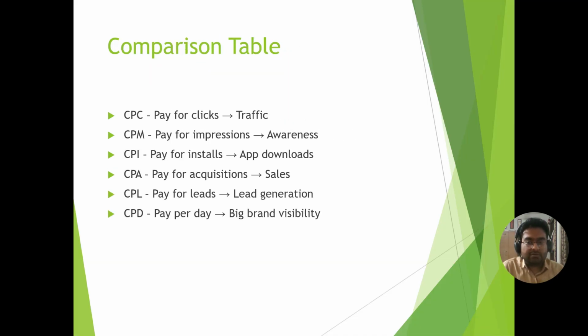So, the conclusion. Let's quickly recap. If you want traffic, choose CPC. If you want awareness, then choose CPM. If you want app installs, then go for CPI. If you want sales, then CPA. If you want leads, then CPL. And if you want maximum visibility for a day, then go for CPD.